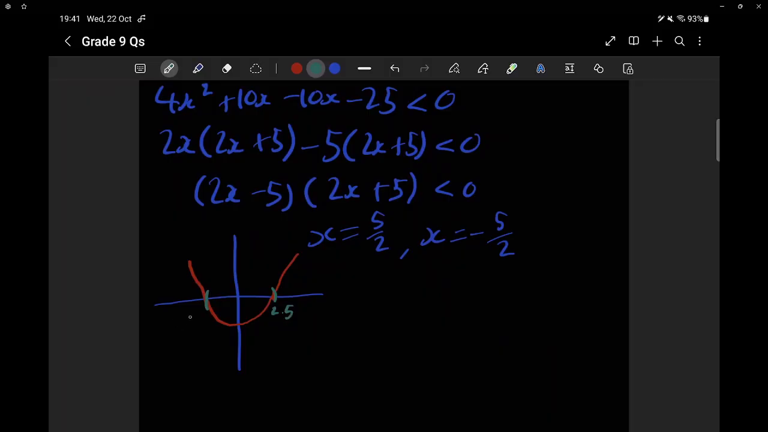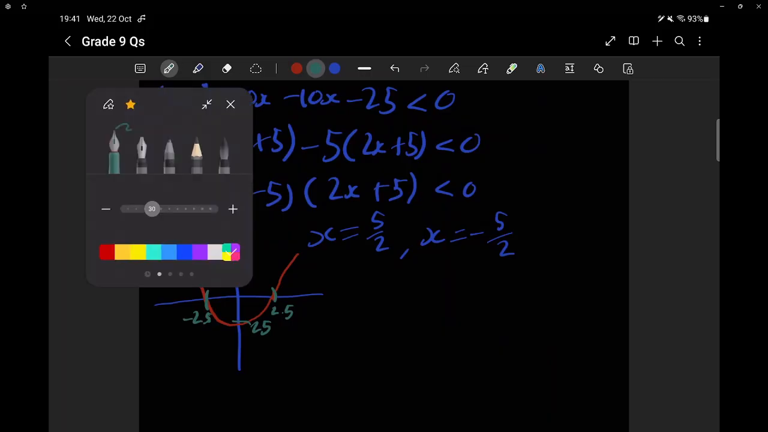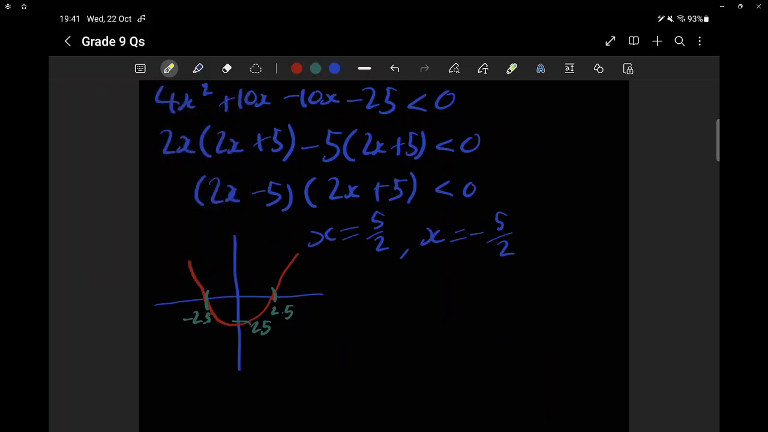So 2.5, negative 2.5, and if you want, 25 there. Okay, and because it's less than 0, we want to find the areas where it is in between. So in this case, it's going to be this. So it's going to be in between those, and we could write our answer in our inequality as x is less than 5/2 but greater than negative 5/2. Or you could write it as the decimals as 2.5 and negative 2.5. I'll keep it as the fractions for now.